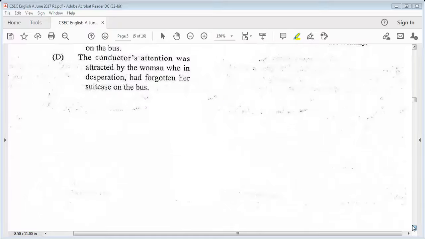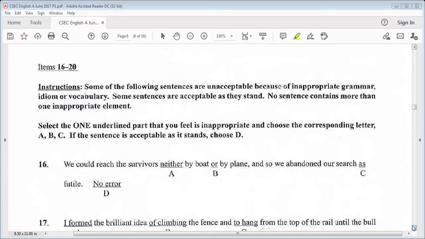Let's go on to items 16 to 20. The instruction says, some of the following sentences are unacceptable because of inappropriate grammar, idiom, or vocabulary. Some sentences are acceptable as they stand. No sentence contains more than one inappropriate element. Select the one underlined part that you feel is inappropriate and choose the corresponding letter, A, B, C. If the sentence is acceptable as it stands, choose D.